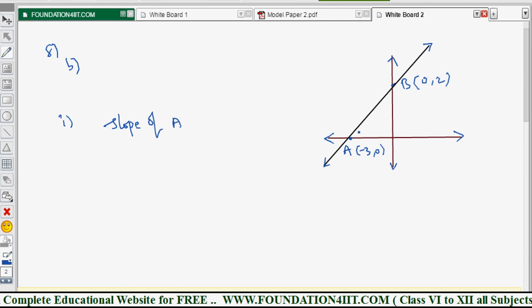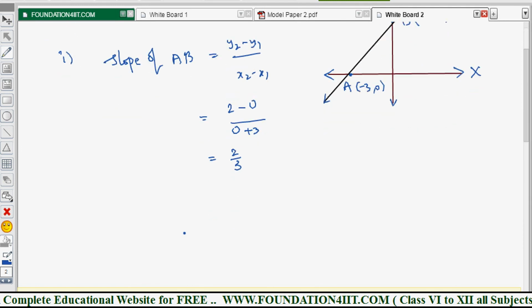AB is not given, but it touches the x-axis at minus 3, that means minus 3 comma 0, and the y-axis at 2, so 0 comma 2, because the x value is 0 on the y-axis, and on the x-axis the y value is 0. Then the slope of AB is, by the formula, y2 minus y1 by x2 minus x1. If you apply here, 2 minus 0 by 0 minus of minus 3, which is plus 3. That is 2 by 3, right?